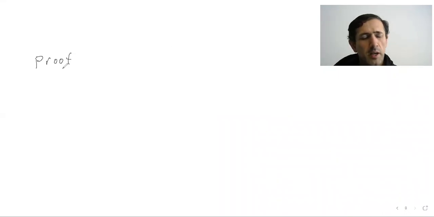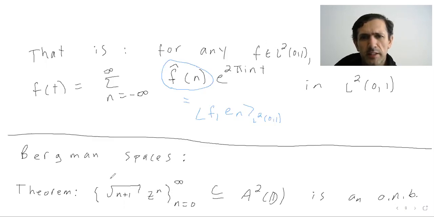We're going to implement the same proof strategy that we did in the proposition. First of all, the fact that these are orthonormal is an easy computation, really like a Calc 3 double integral computation. The square root of n plus 1 is to make all these have norm 1 in your Bergman space. So this is definitely orthonormal. We haven't proved that it's an orthonormal basis, and that's what we need to prove, but you can check that this is an orthonormal set in your Bergman space.